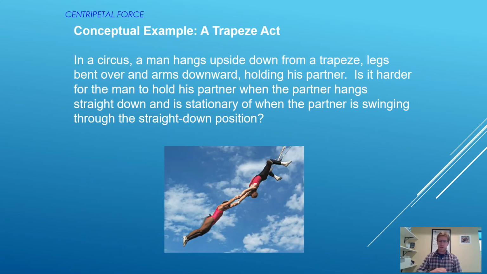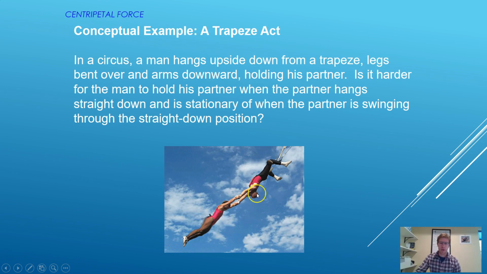Another conceptual question. Again, the concepts in this chapter mess with people a lot. So in a circus, a lot of times people are doing different trapeze artist type maneuvers. One of those is when you have one person whose legs are hooked to the swing, hanging upside down and holding his friend who's hanging kind of right side up. So I have a question for you.